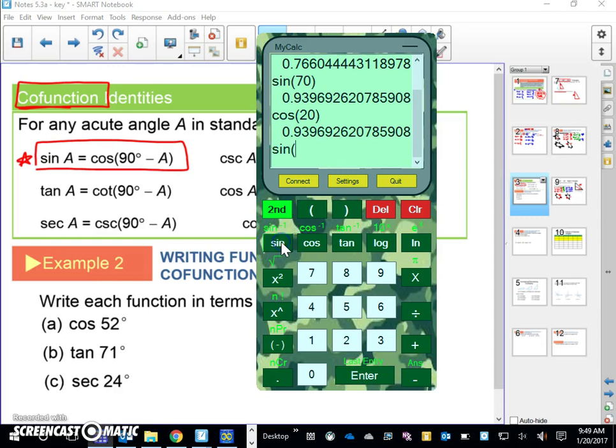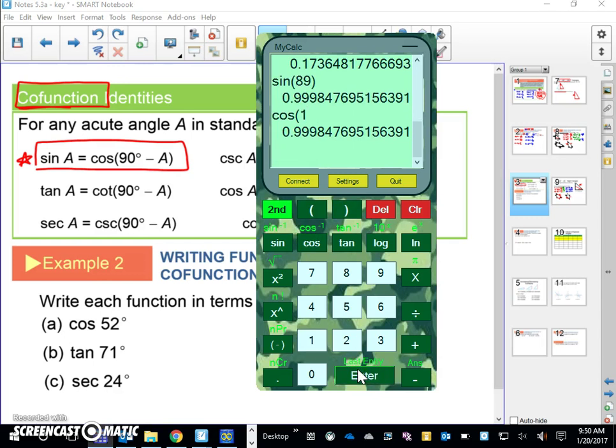Let's try another one. If I said sine 10, cosine, anybody want to guess? 80. They're the same thing. Can you see what's happening here? What's happening with those angles? What do they do? Add up to 90. If I said sine 89, cosine 1, those are the same thing, okay?